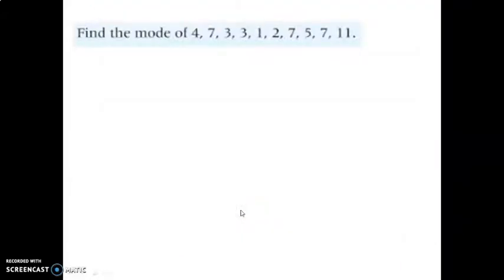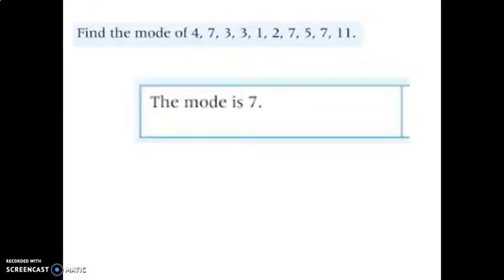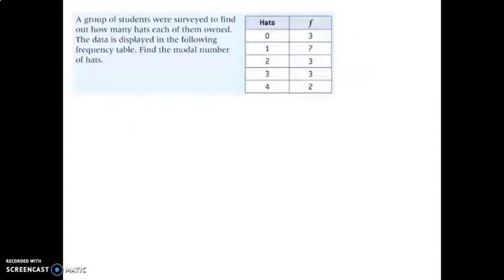Find the mode of this data. That should be easy. Great, the mode is 7. Easy, most occurring value. Next, a group of students were surveyed, and we were looking for how many hats they owned. So this is a frequency table. 3 students have 0 hats. 7 students have 1 hat. 3 students have 2 hats, and so on. What's the modal number of hats? What's the most frequently occurring number of hats?